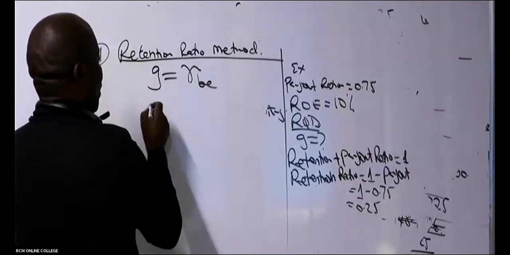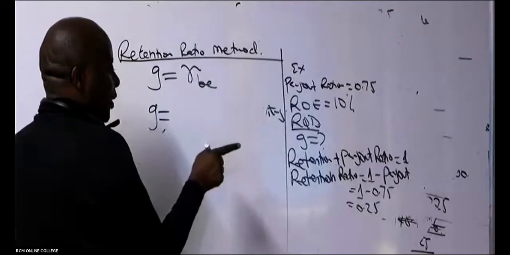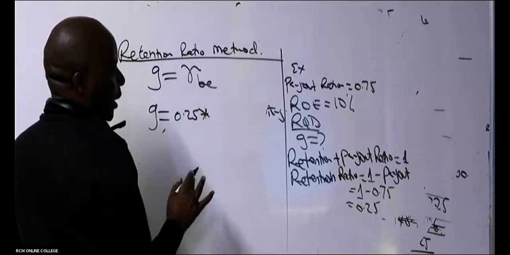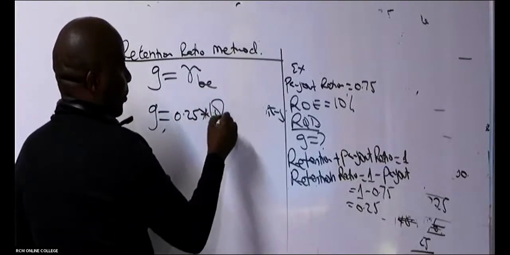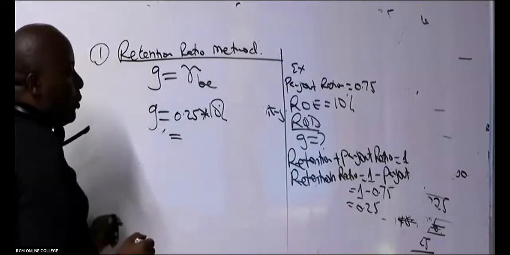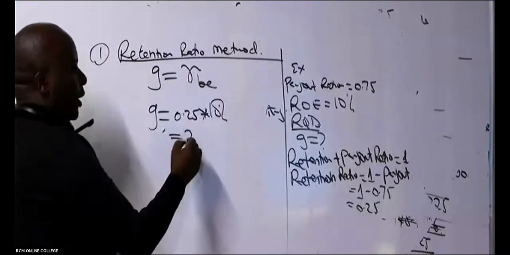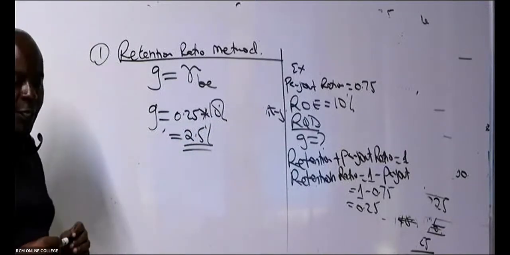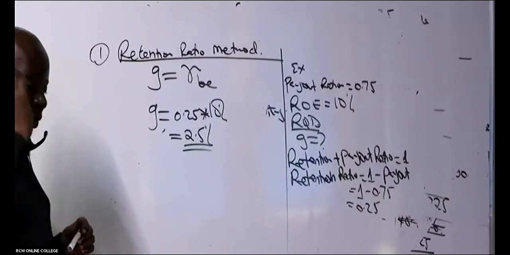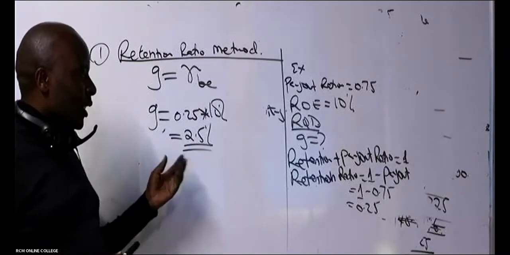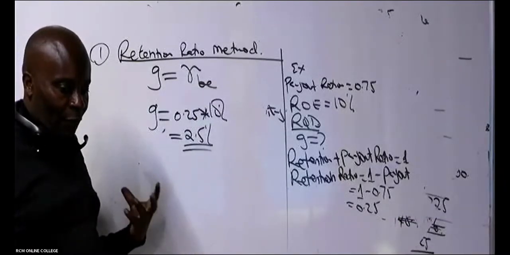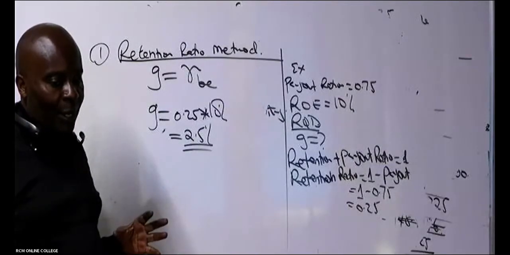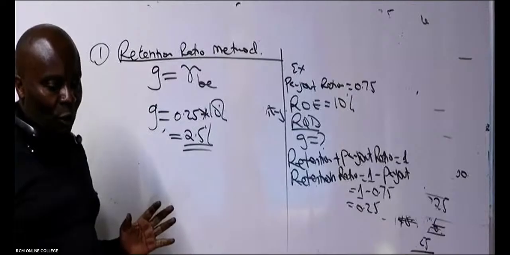Now you can use this formula, which says that our growth rate equals the retention, 0.25, multiplied by our return on equity, which is 10%. Can somebody confirm that this will end up giving us 2.5%? You can say 0.25 times 0.1, whatever answer you get times 100, it'll end up giving us 2.5%. Is that okay, ladies and gentlemen, for all of us?